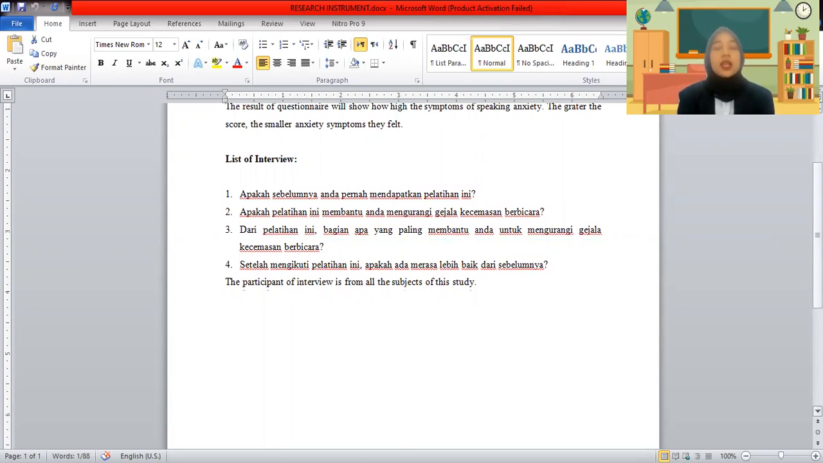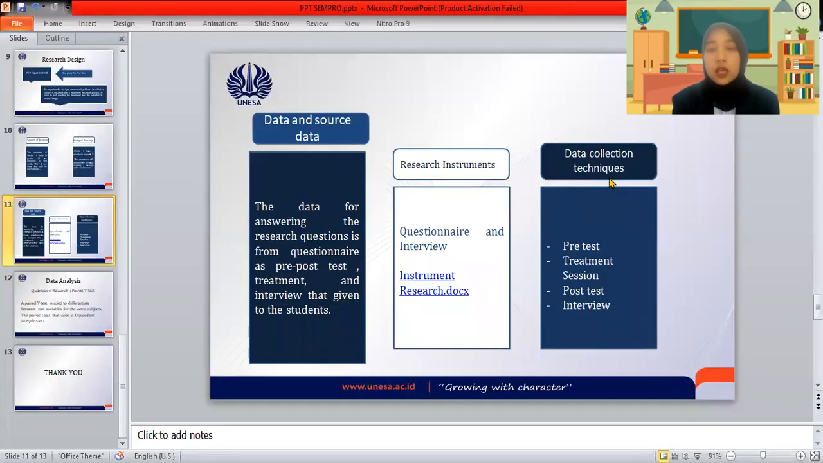Okay, and then the participants of interview is from all the subjects of this study. The interview is used to gather deeper information from the students. And then the data collection techniques is from pre-test, treatment session, post-test, and interview. I will explain the treatment session and the procedure.